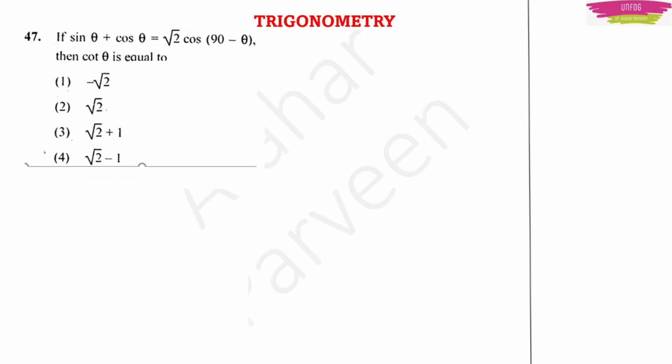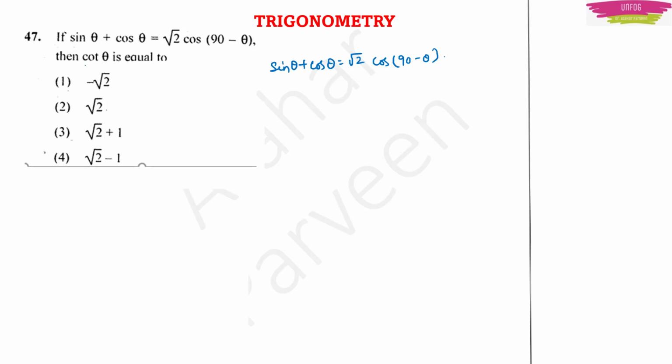Next question. By looking at the question only you can say that it is from trigonometry. The question is, if sin theta plus cos theta is equal to root 2 cos (90 minus theta), then cot theta is equal to, this is very simple, right? So they have given that sin theta plus cos theta is equal to root 2 cos (90 minus theta).